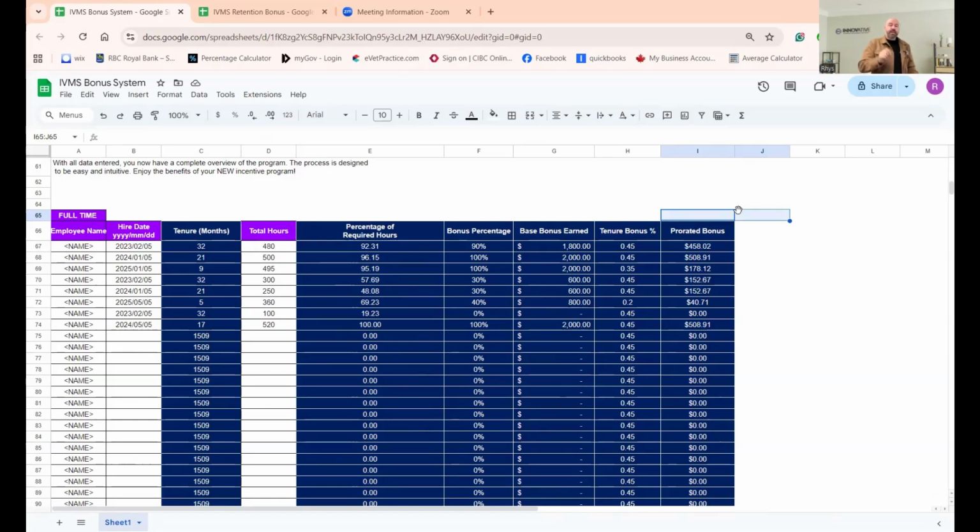The prorated bonus is goals completed. We've said 100% of the 6 were completed. That means 2,000 of that pot is going to be allocated according to the parameters that you set. In this case, the first person is going to be entitled to $458 per quarter. The next one is $508. And I'll tell you the difference. This person worked an extra 10% more, so they got 10% more, $50. Same tenure, more hours. Next one, more hours, lesser tenure. They got 178. They've been here for 9 months, so they weren't entitled to the 45%. They were entitled to 35%.